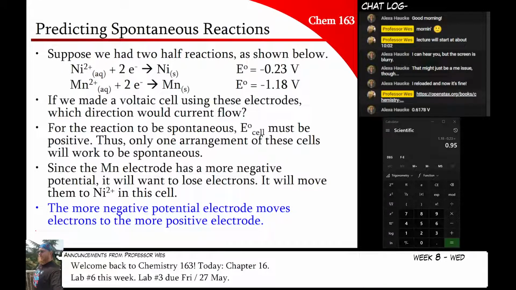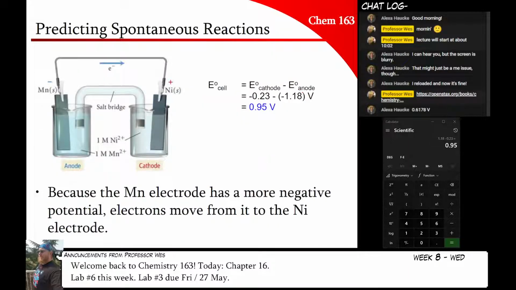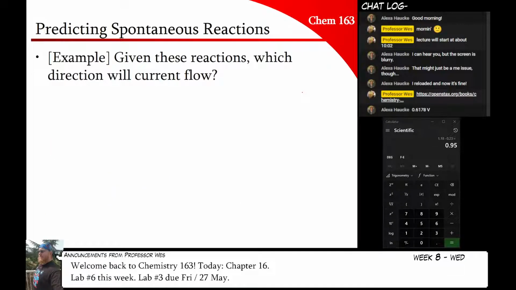So this is, again, everything that we just said. The more negative of your electrodes is going to be the anode. And it's going to move the electrons to the other electrode, which is the cathode. All right, that behaves exactly like we predicted, so I'm going to give you one.